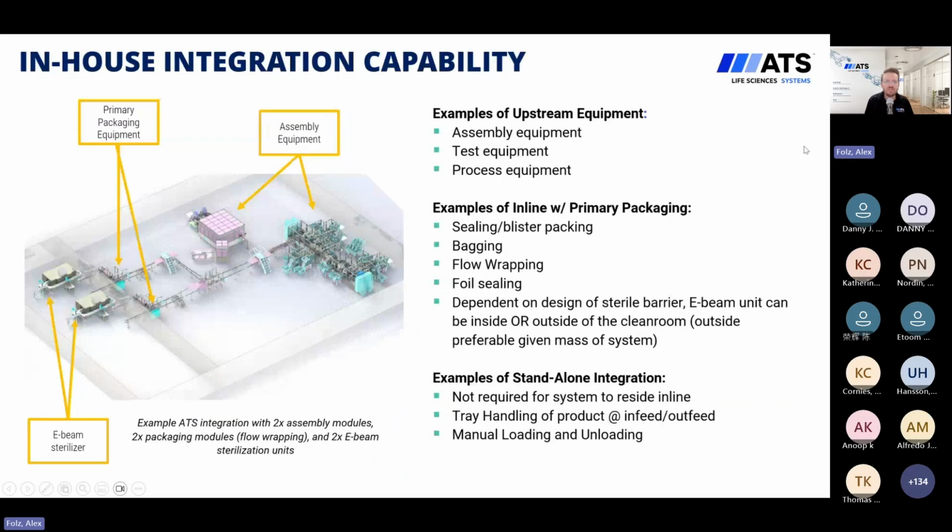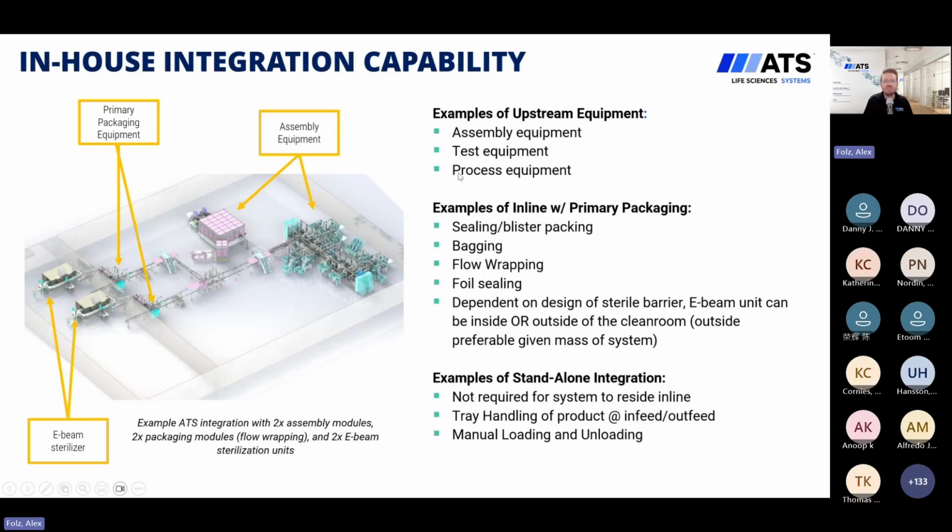All right, so that touches on some more of the detail aspects of the equipment. So now what I'd like to talk about is, what does this look like in a manufacturing environment? So one option that I'm here to talk about today is in line with your other equipment. So that's what I've shown in this image at left here. So some examples of upstream equipment, right? Assembly equipment, test equipment, process equipment, as well as, in most cases, going in line with primary packaging, sealing, blister packing, bagging, flow wrapping, foil sealing, or other forms of packaging.